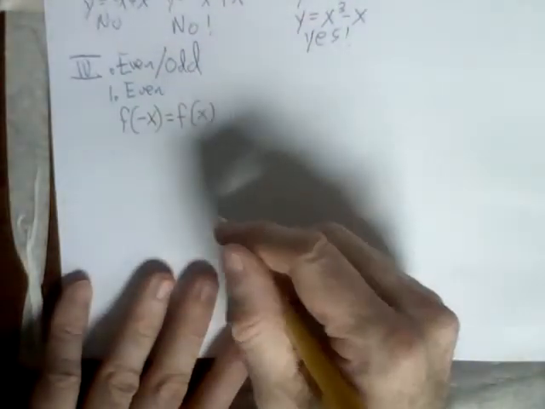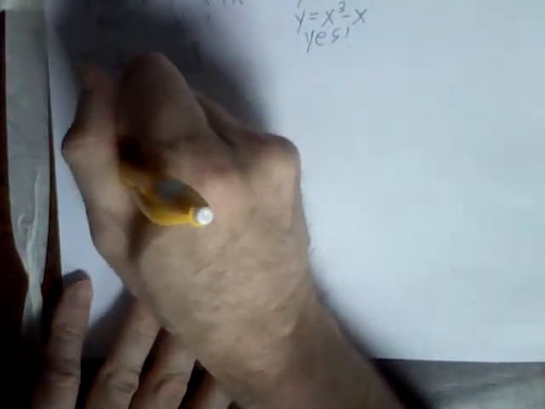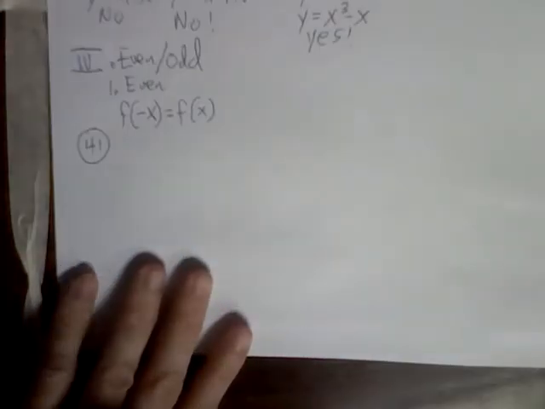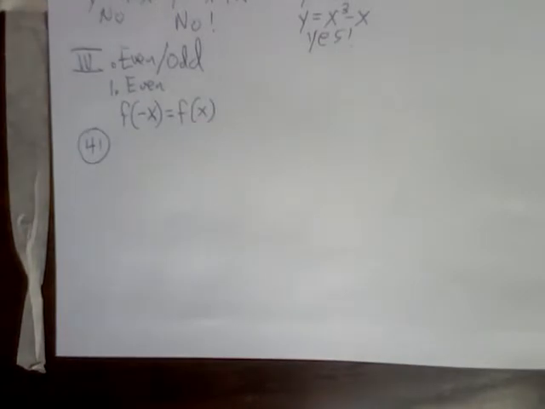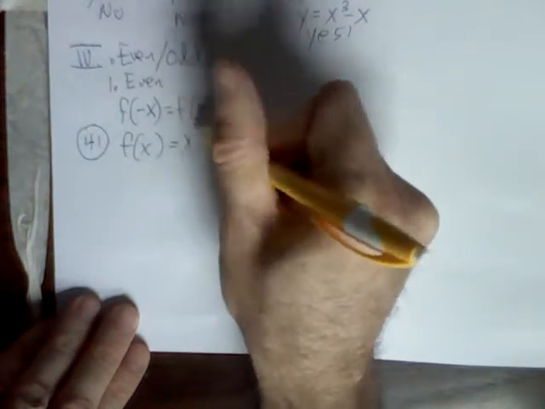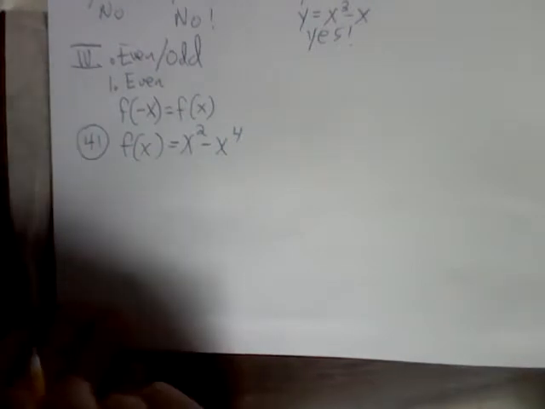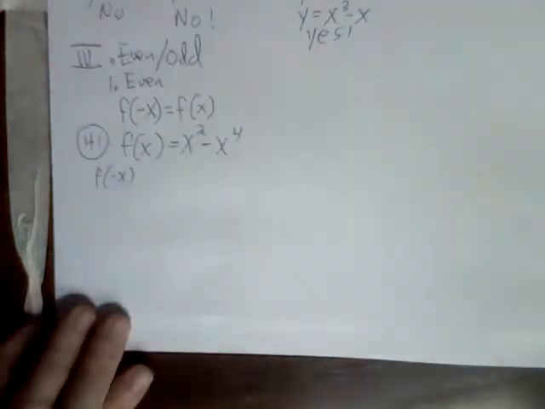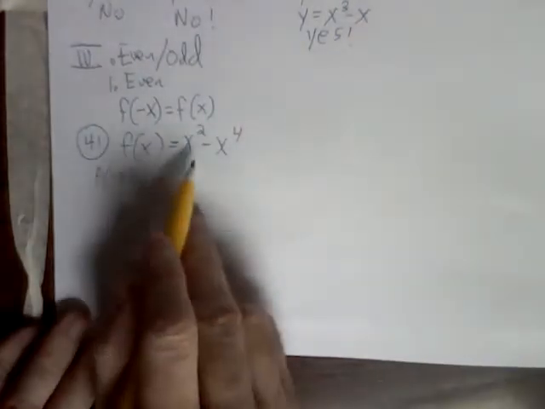Okay, so let's look at 41. And we want to figure out if this guy's even or not. It turns out it is. Okay, so it's polynomial f of x equals x squared minus x to the fourth. And I'm going to figure out what f of negative x is. Right? So I'm going through and I'm putting negative x in for x.